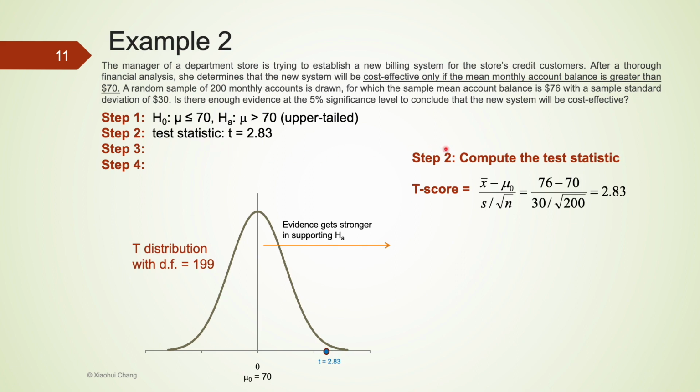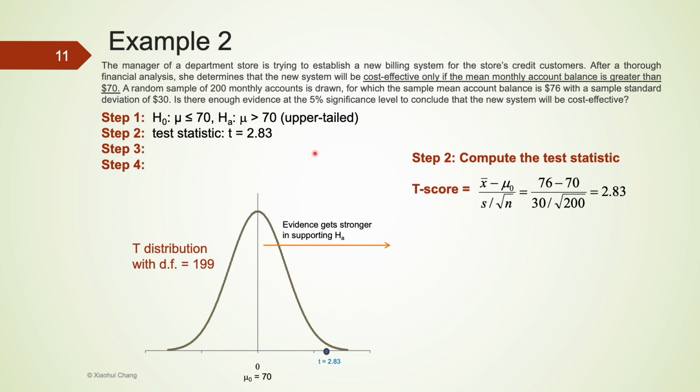Because the population standard deviation sigma is not given, all we have is a sample standard deviation of $30. The test statistic is going to be a t-score, not a z-score anymore. We find the t-score to be 2.83. Let me show you how you can plug in the numbers. First, x bar is the sample average. Using the sample of 200 monthly accounts, we found the sample average is 76. So you can plug 76 here.